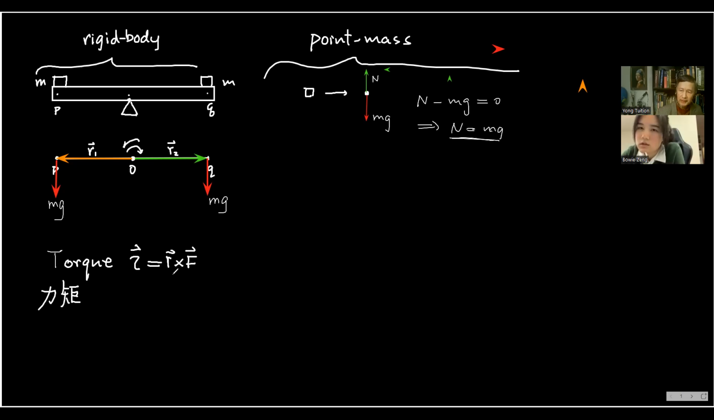Do you know this cross product between the two vectors? Where is F? F in this case, this can be called F1. This is F2. Okay. So the force is acting on a particular point, and the r is a distance vector, the position vector from the origin.